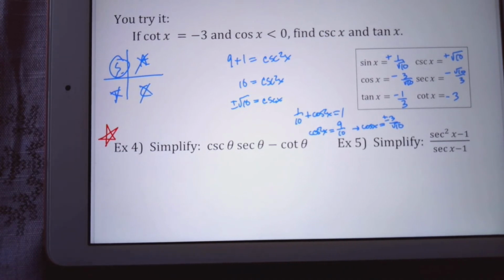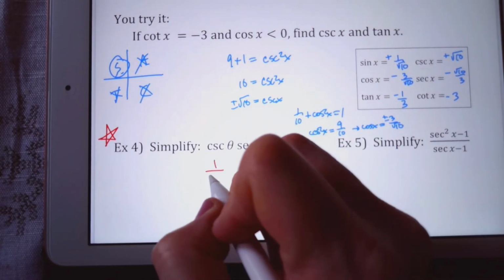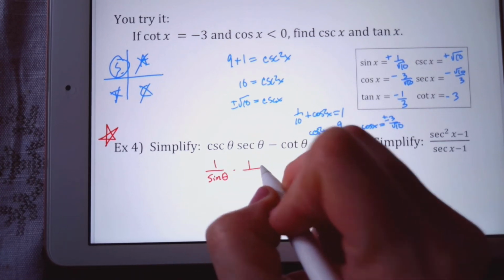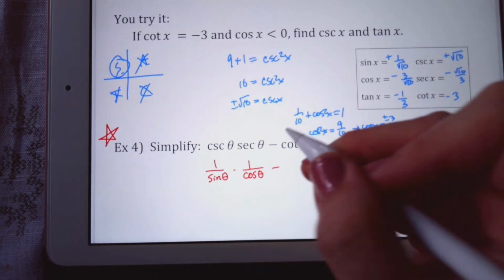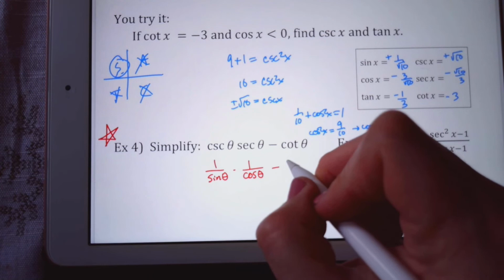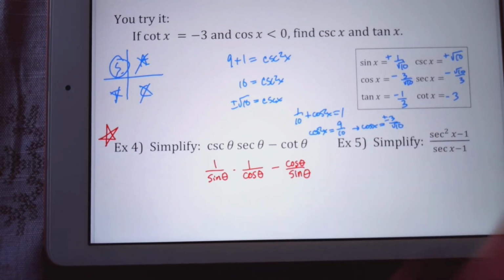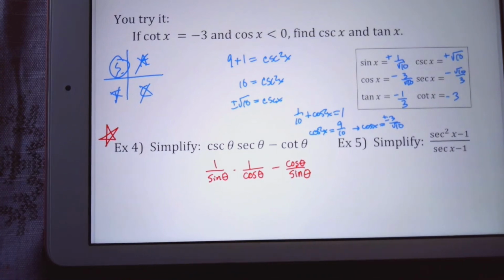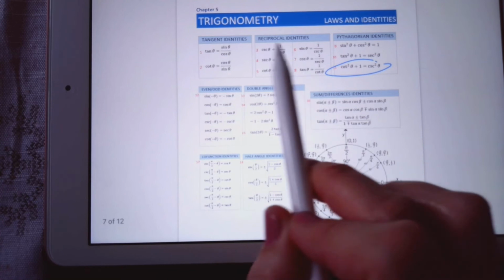Let's change them to sines and cosines. So cosecant is 1 over sine, and secant is 1 over cosine, minus cotangent. Let's go ahead and change this to cosine over sine. Changing everything to sines and cosines, I didn't see anything obvious that I could factor or anything like that, so I changed everything to sines and cosines. That's all coming from this information right here.